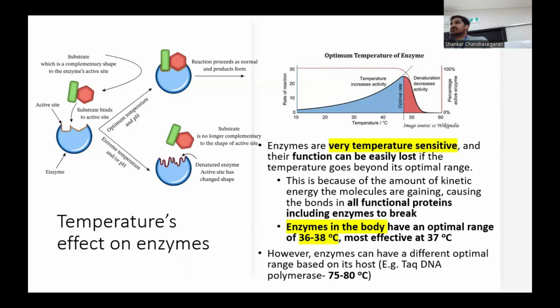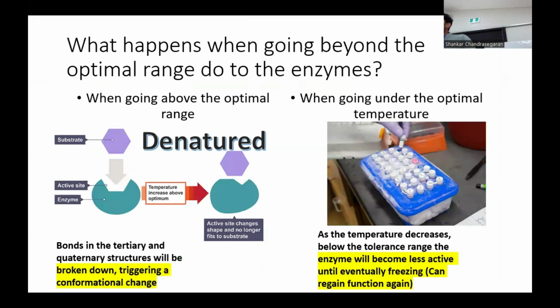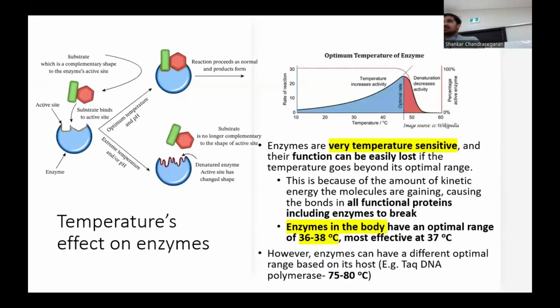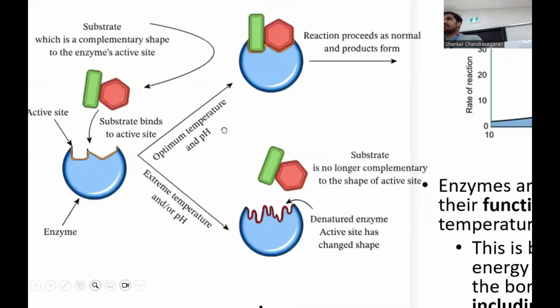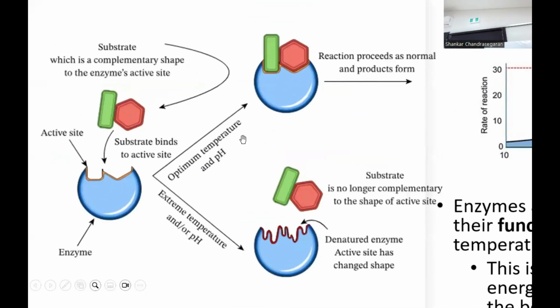if they go out of that range. This is because the amount of kinetic energy that the molecules have will affect the bonds that they are forming. So essentially, remember how I said that? So let's have a look here. There's two situations, right? One where there's optimum temperature, the active site is fine, the substrate binds, and then the product is released. Another one is where the temperature is too high.